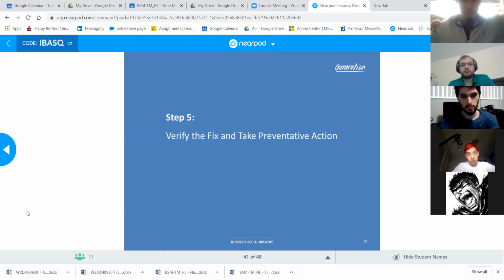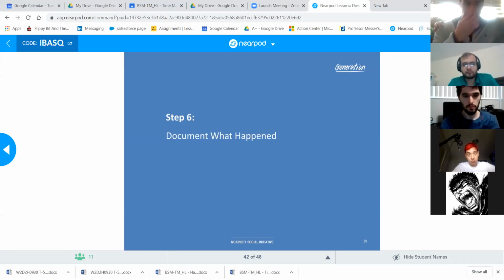Questions on step 5, verifying the fix and take preventive action. Step 6, document what happened.